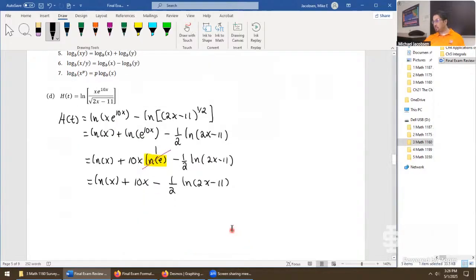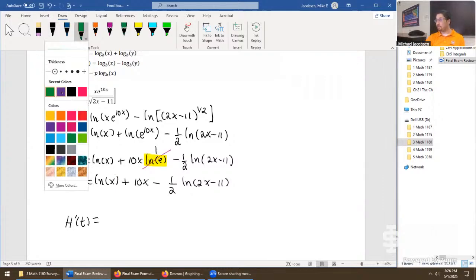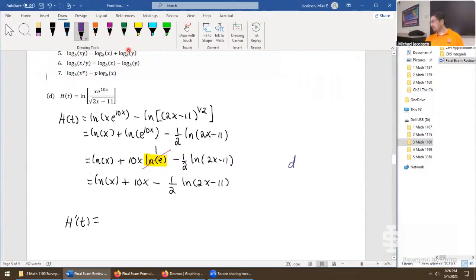Okay, let's run this through. The derivative h prime at t is, we still want to go carefully, but this one's not so bad. Let's just recite the formula. Apply a nice formula, we just have to be ready for it. The derivative of natural log x is just a 1 over x. So this one is done, 1 over x.